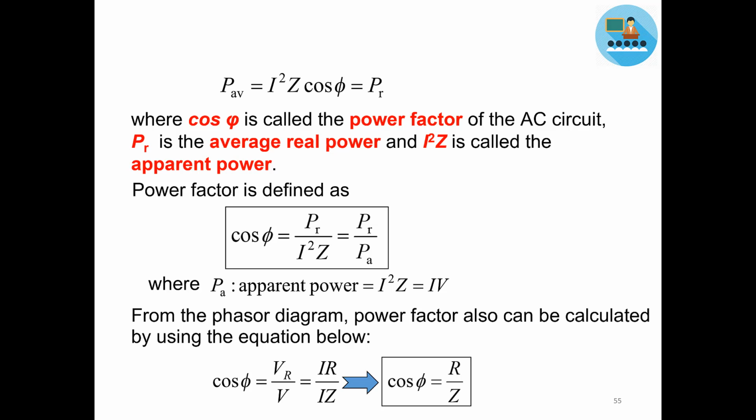power. Therefore, the power factor is defined as cos phase angle equals P_R over I squared Z, equals P_R over P_A, where P_A is the apparent power equals I squared Z equals I V. From the phasor diagram, the power factor can also be calculated by using the equation below: cos phase angle equals R over Z.